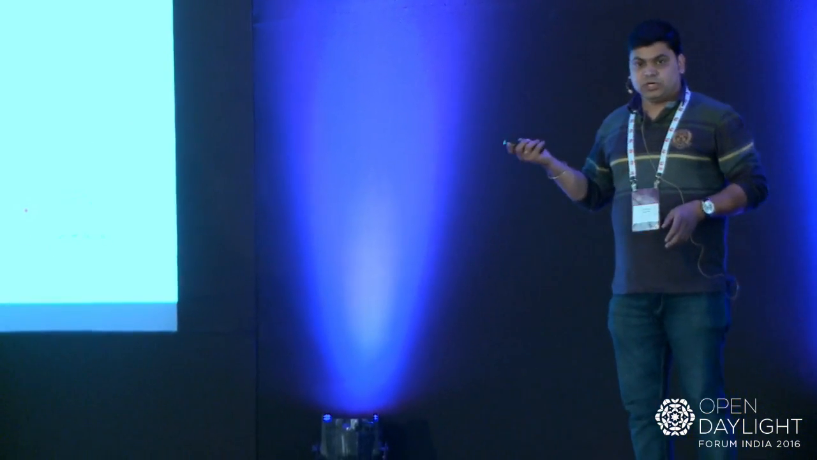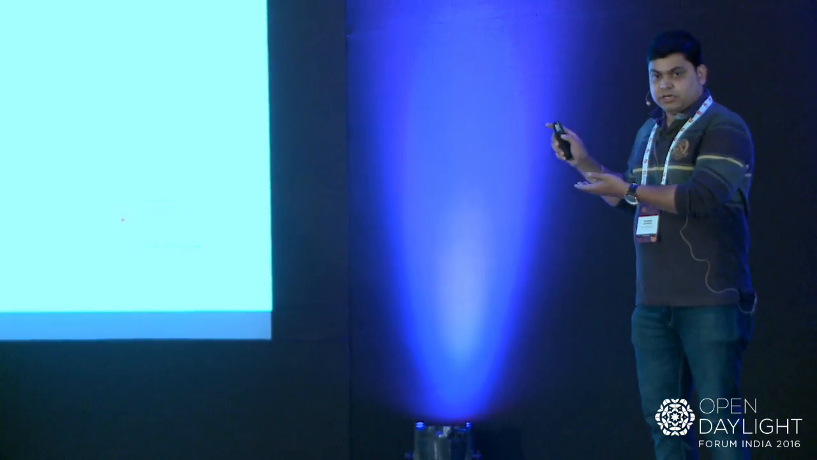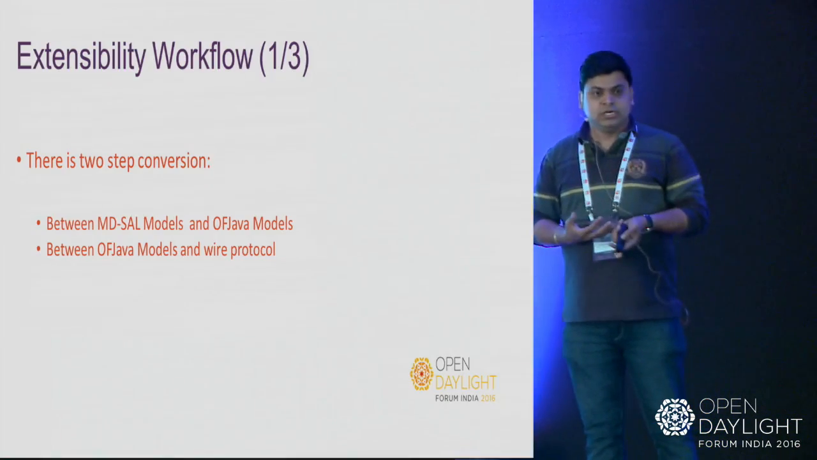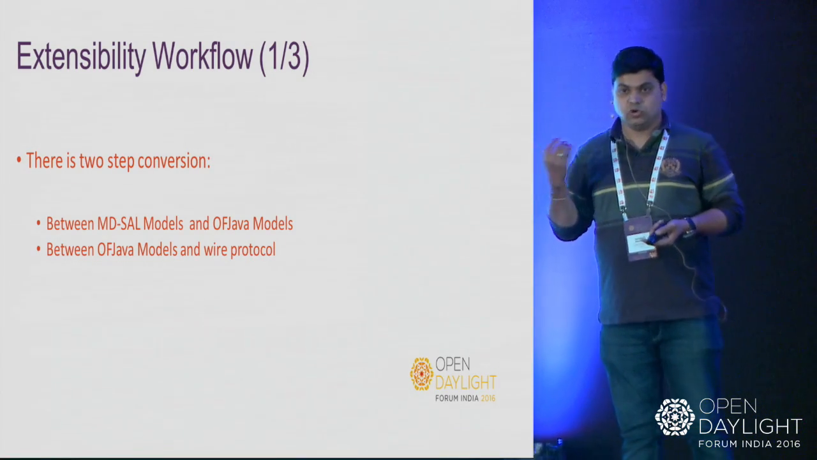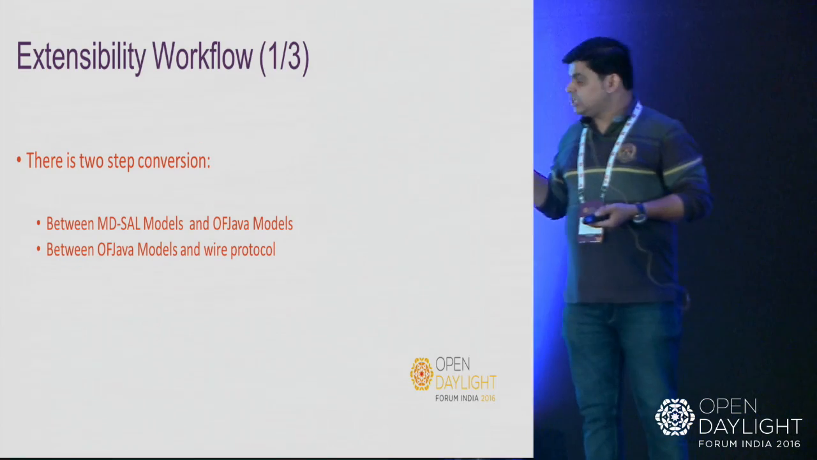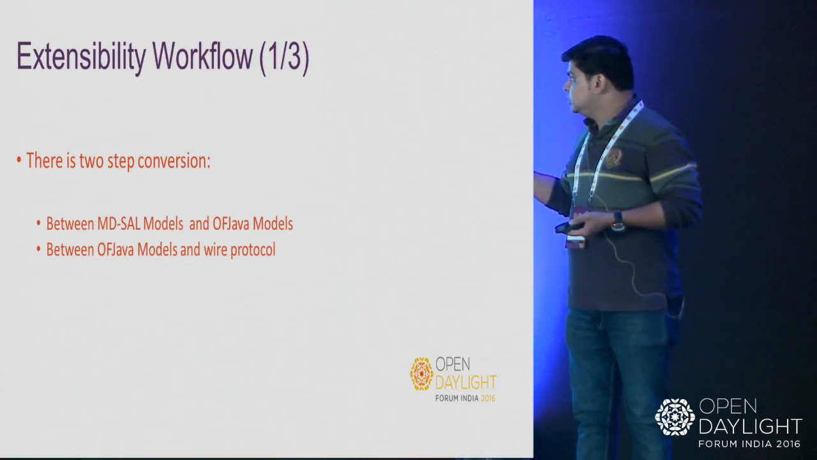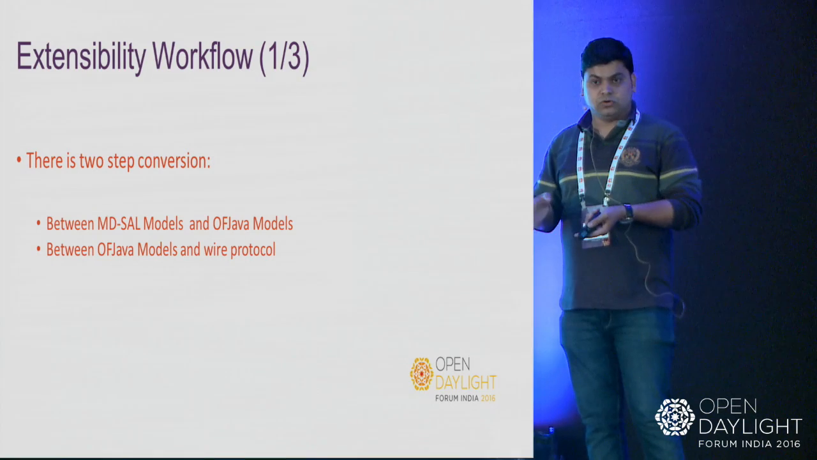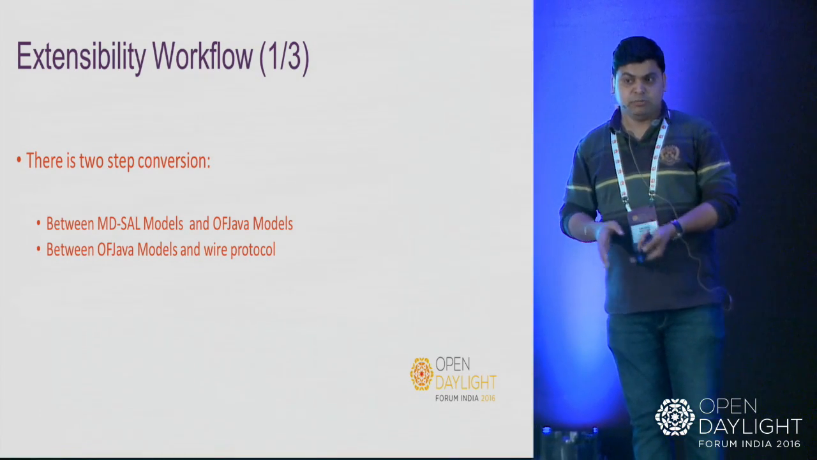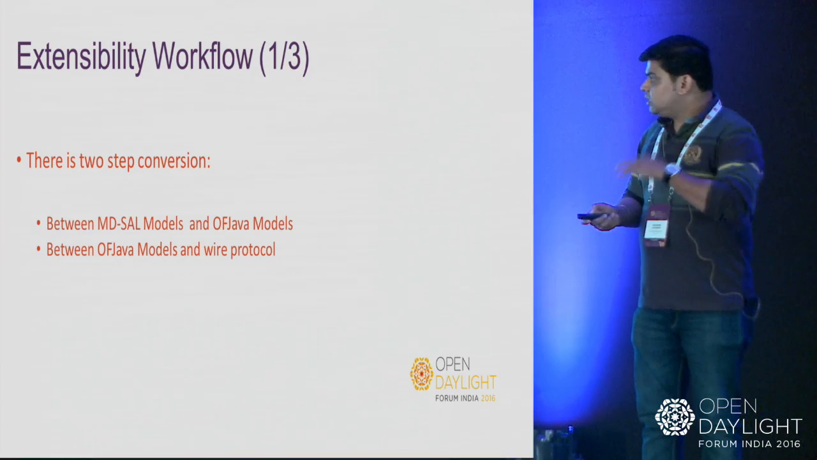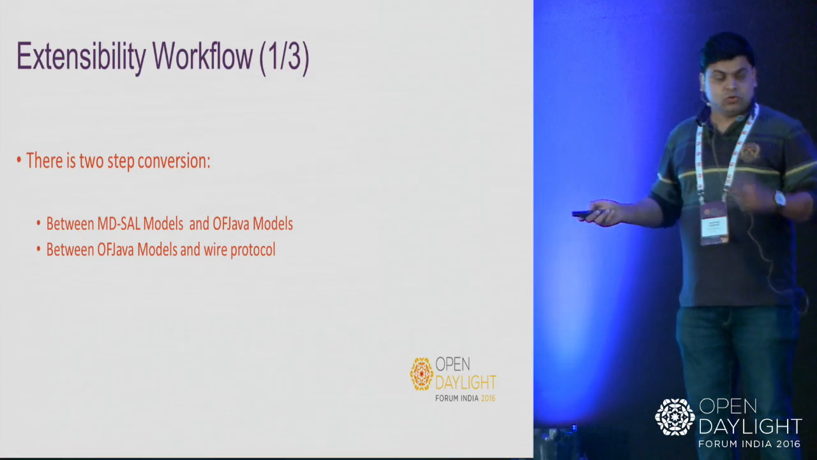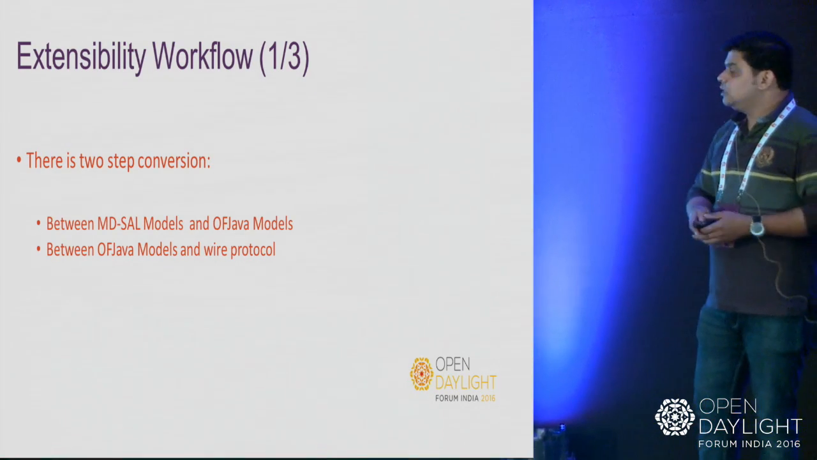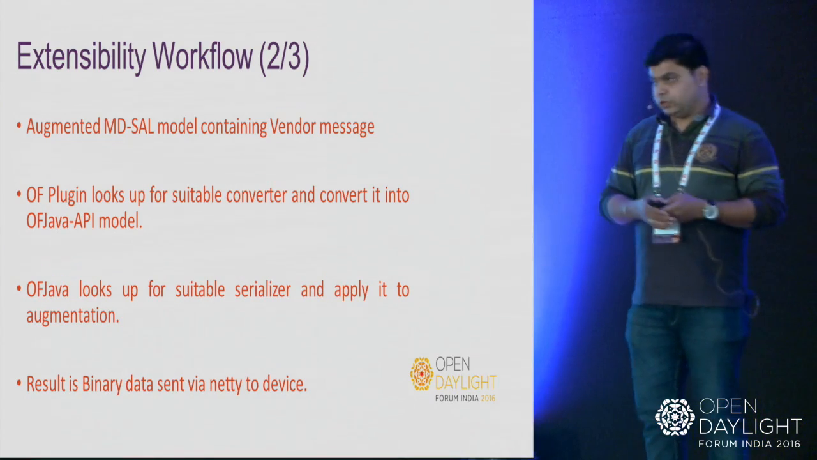So as we went through the flow, this is the crux of it. There are two steps where I can start writing my own vendor specific message. I need to convert MD-SAL models to the OF Java models, which is done by the plugin converters. Once those are done, I need to convert those Java models into bytecodes, into my wire protocol, into netty understandable code. Those are done by the Java serializers and deserializers. Let's see the up and down flow for both ways: sending the RPCs and listening for the notification.